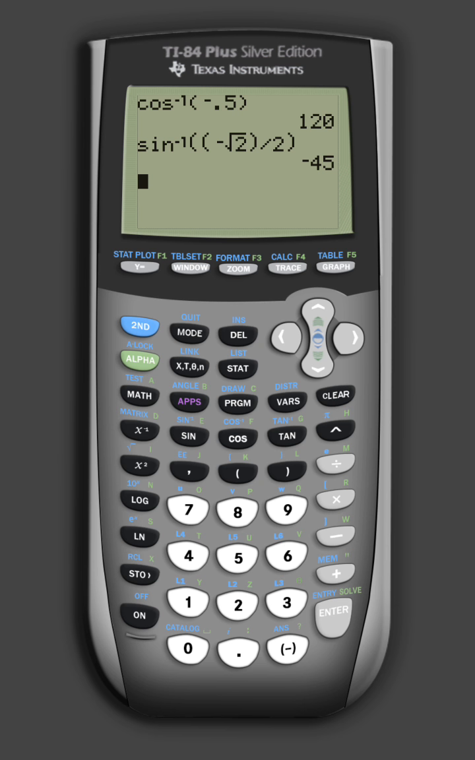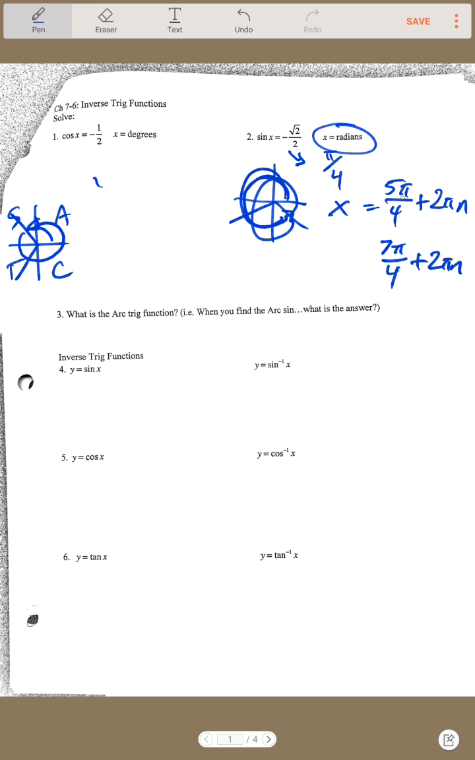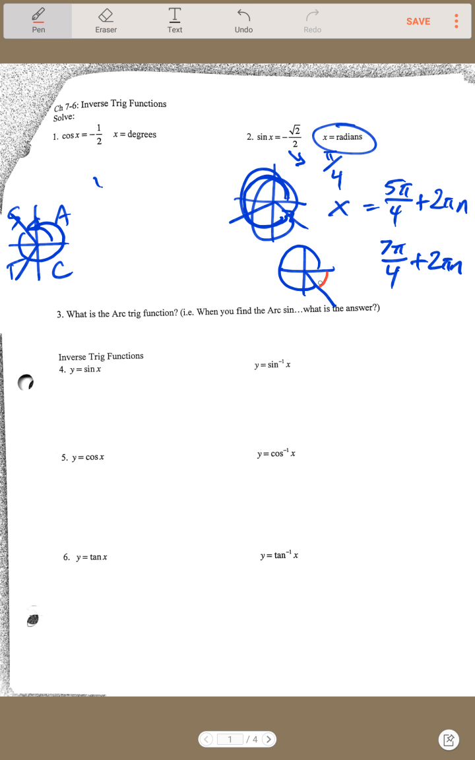That's weird. In our answer, we got 5 pi over 4, or rather 7 pi over 4, which is placing us here in quadrant 4. However, the answer that the calculator is giving us is negative 45 degrees, which is basically saying let's go back. So again, we'll just dissect why we're getting different answers as opposed to what we had solved here algebraically.